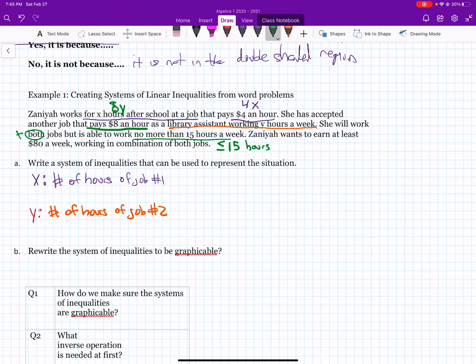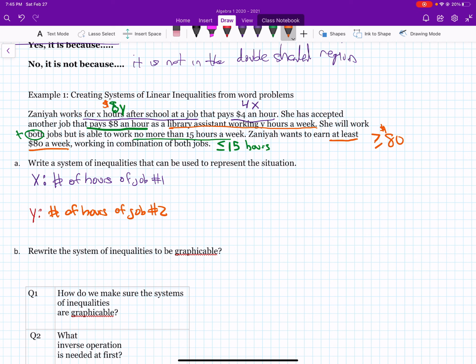So now she wants to earn at least $80 a week. At least $80 a week means it's going to be greater than or equal to $80. So what type of inequality are we going to come up with? Well, let's look at all resulting terms. Let's start with at least 80. This is $80, so we have to look at which of these deals with money.